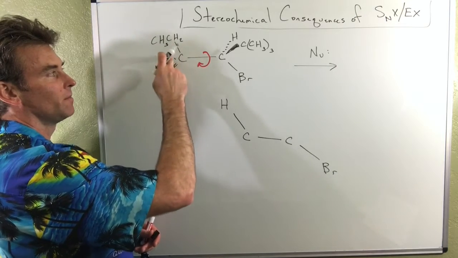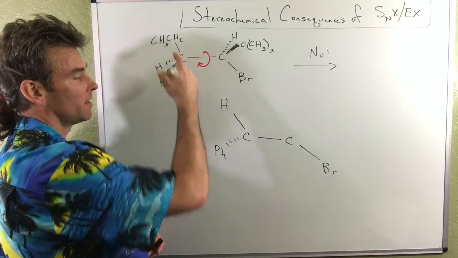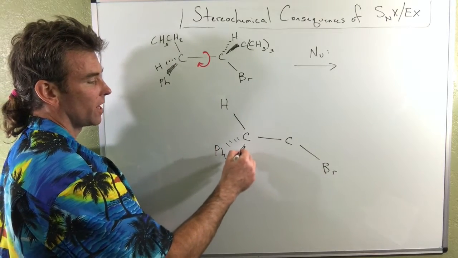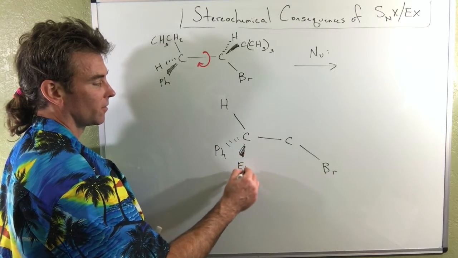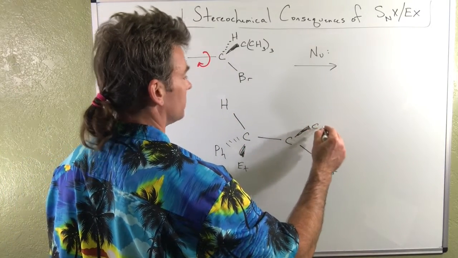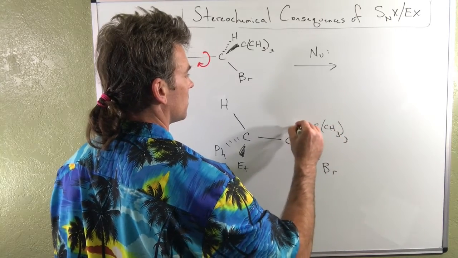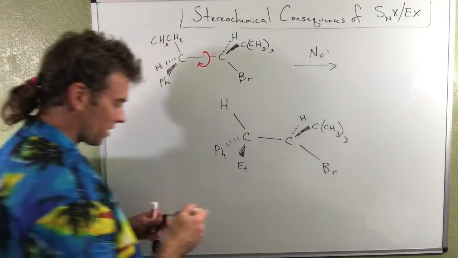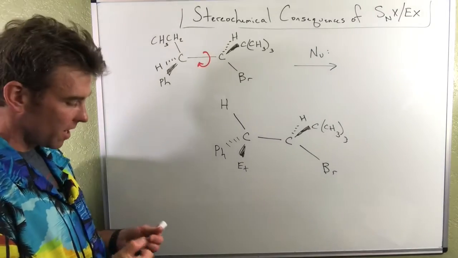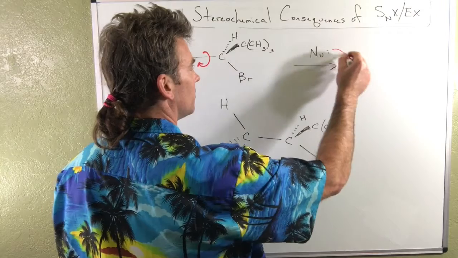But with this anti-periplanar arrangement, you'll notice that when I rotate that H into the plane of the blackboard, that puts this phenyl group back. And then this ethyl group is now pointing out at us. I'm just going to abbreviate it as an ethyl group like that. And of course, we haven't done anything to this tert-butyl group up here.